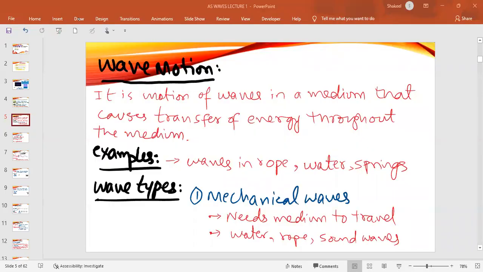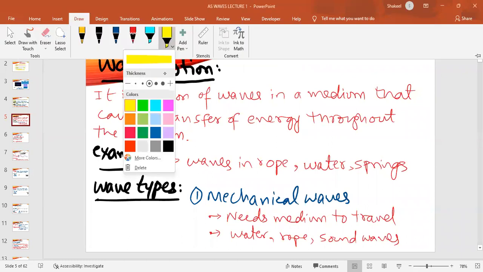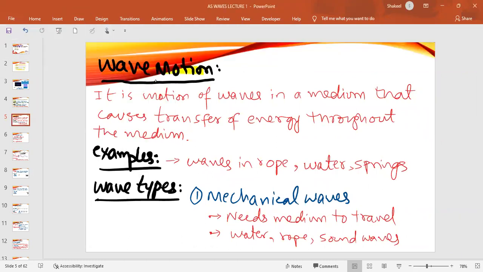Okay, now we have to look at wave motion. So what is wave motion? Wave motion is the motion of waves in a medium that causes transfer of energy throughout the medium, let's say waves in the rope or water or springs.